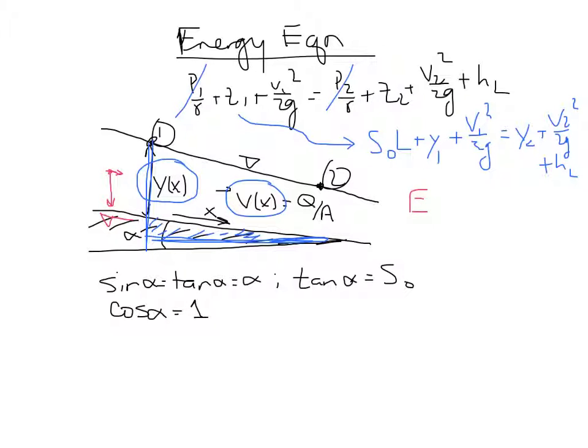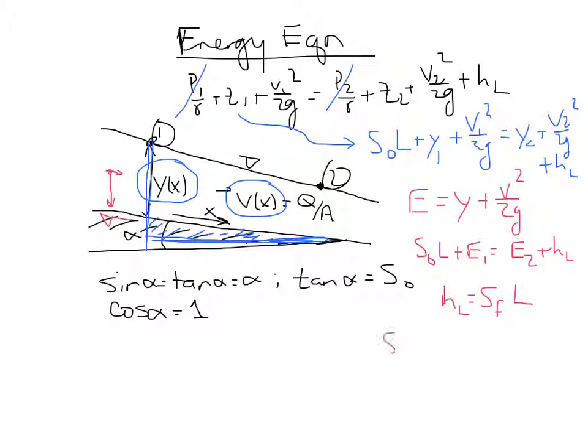Next, we introduce a new term, the specific energy, which is the sum of the potential and the kinetic energy. And with that replacing depth plus V squared over 2g, we get S0 L plus E1 is equal to E2 plus the head loss. And if I let the head loss equal some friction slope times distance, then I can write this as channel slope times length plus the specific energy at 1 is equal to the specific energy at 2 plus friction slope times length.